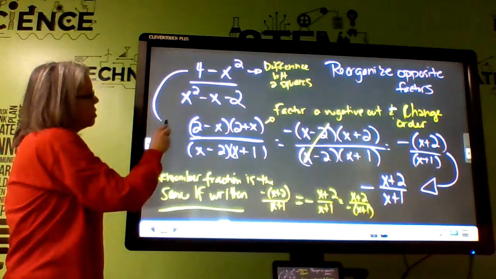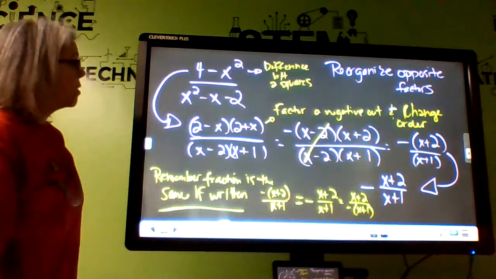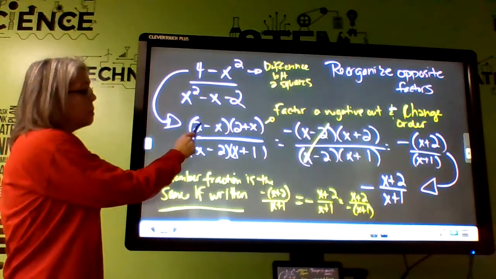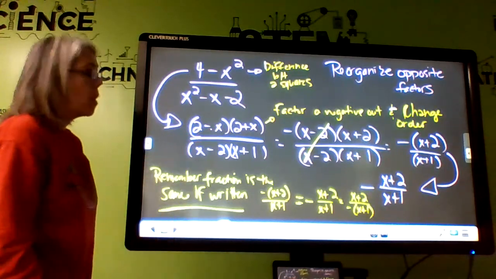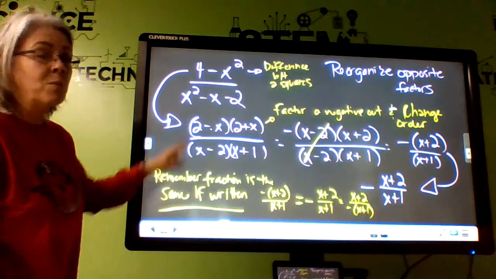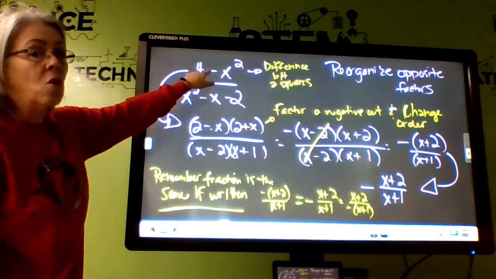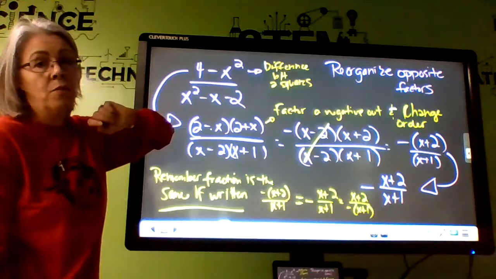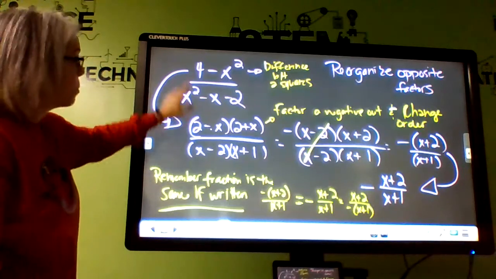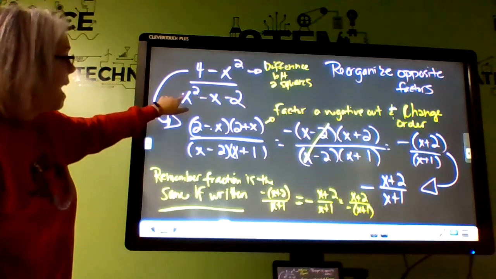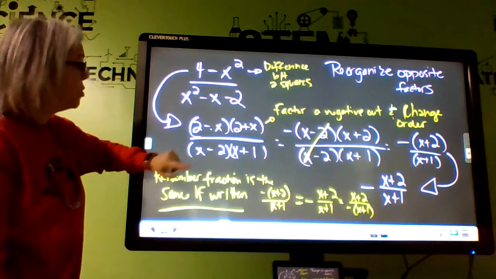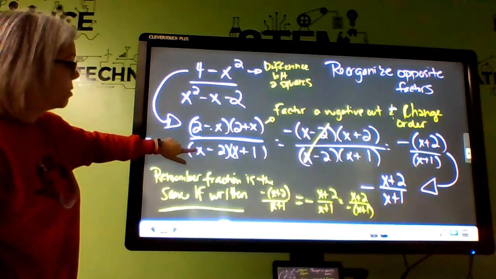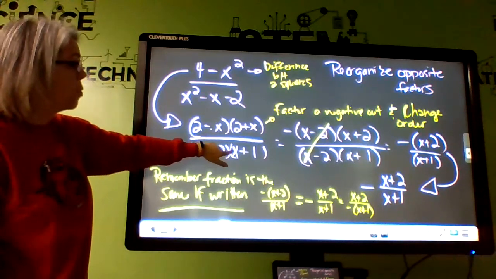So our numerator is going to be factored as 2 minus x times the quantity 2 plus x. Difference between two squares, right? Our middle term is gone. Our first and last term are perfect squares. And then x squared minus x minus 2, you have to factor x minus 2 times the quantity x plus 1.